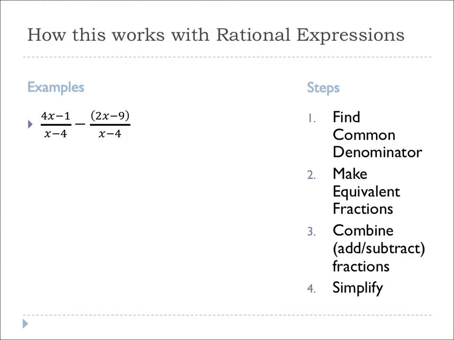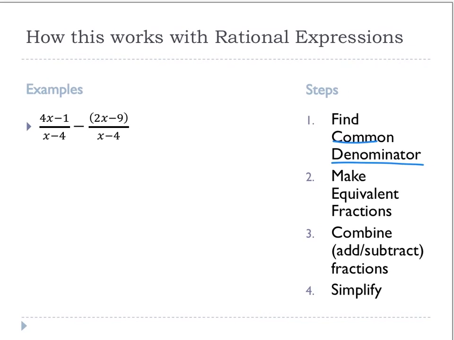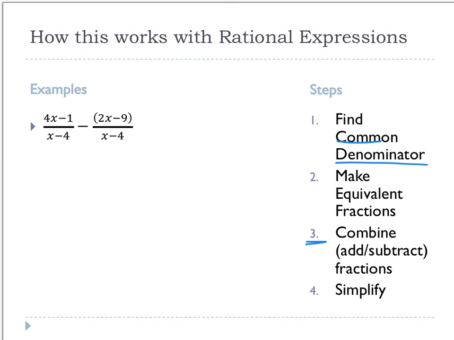Now that is an example of what we're going to look at here. So when we look at this rational expression, first of all we have to find a common denominator if there is one. So if we just investigate our denominators here for just a moment, we're going to look to see what we have there. And so we have this x minus 4 and this x minus 4. So our denominators are the same, so we can just skip right down to step 3. That tells us that we can combine our fractions. So if we look at what we're doing here, this is simply 4x minus 1 minus, in parentheses, 2x minus 9.